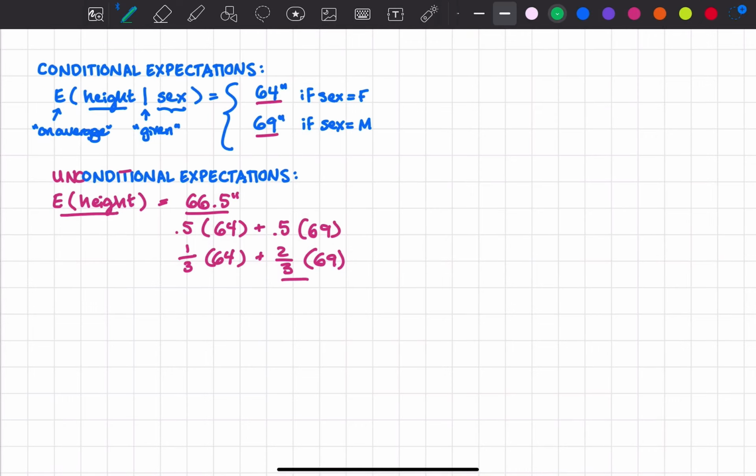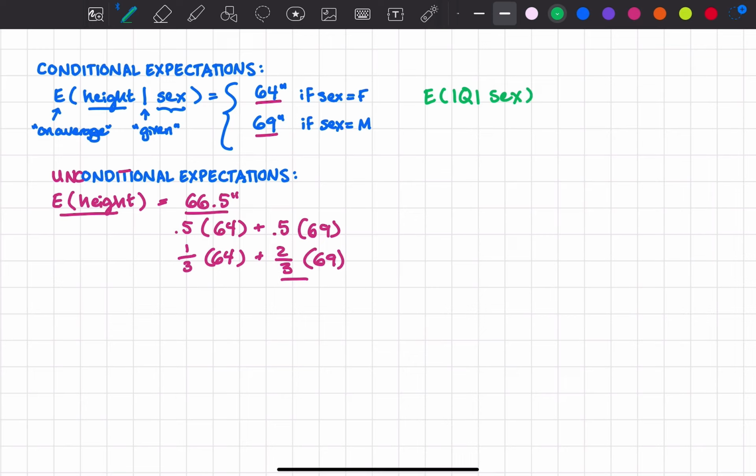We'll do one more example. Let's talk about the conditional expectation of IQ given sex. The conditional expectation of IQ given sex is 100 if sex equals female, and it's 100 if sex equals male. Doesn't matter if you're male or female, people on average get a 100 on their IQ test.